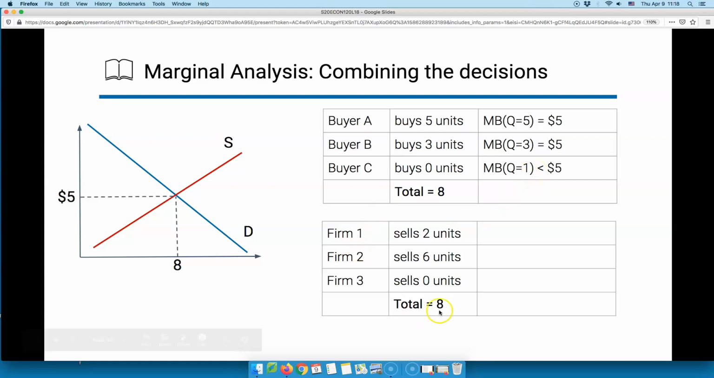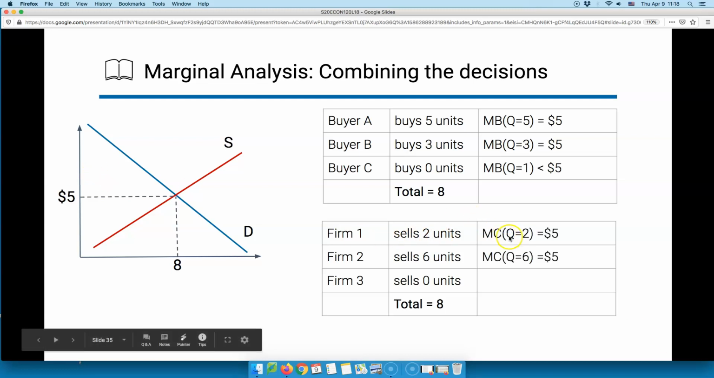On the seller side, we can say the same thing about marginal costs. If firm number 1 sells only 2 units, that means that the third unit is too expensive to produce at the market price. So that means that the marginal cost of the second unit is 5 or slightly lower, whereas the marginal cost of the third unit is definitely higher than 5.